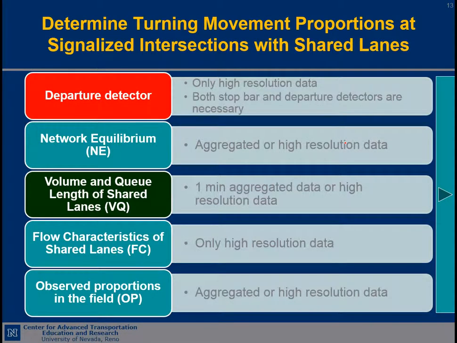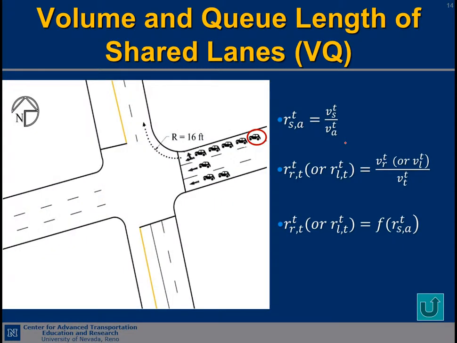The second method is volume and queue lengths of shared lanes. You can use 1 minute aggregated data or high resolution data. The main idea is that vehicles use all similar direction lanes evenly, except when they want to turn. For example, here this car probably wants to turn right, otherwise it could use the two other lanes. In this method, we calculate the ratio of volumes in lanes, and based on these ratios, we can make a prediction model.